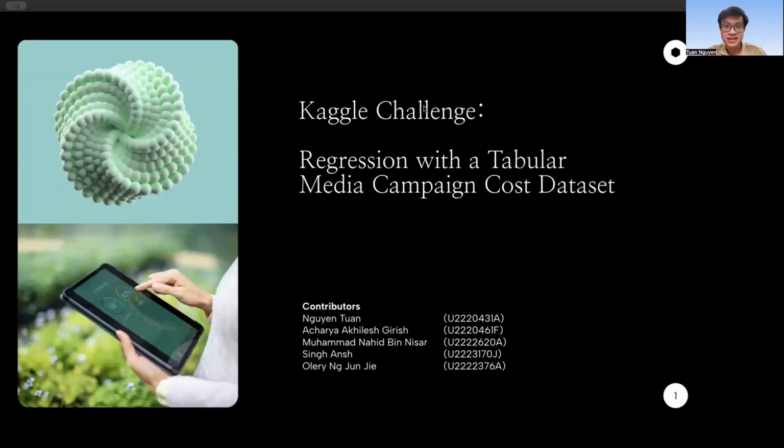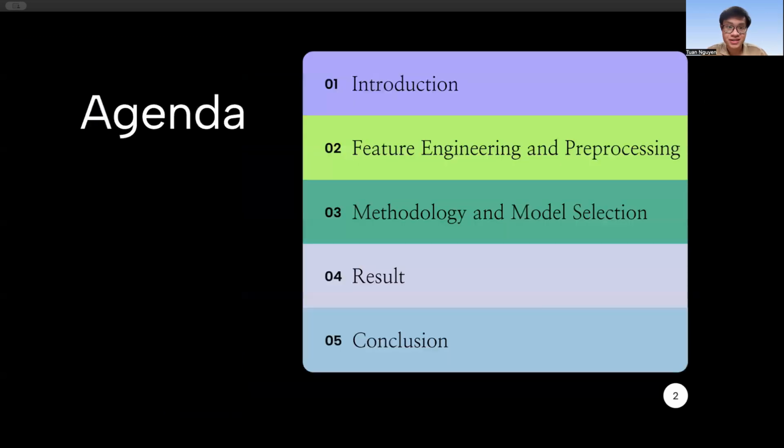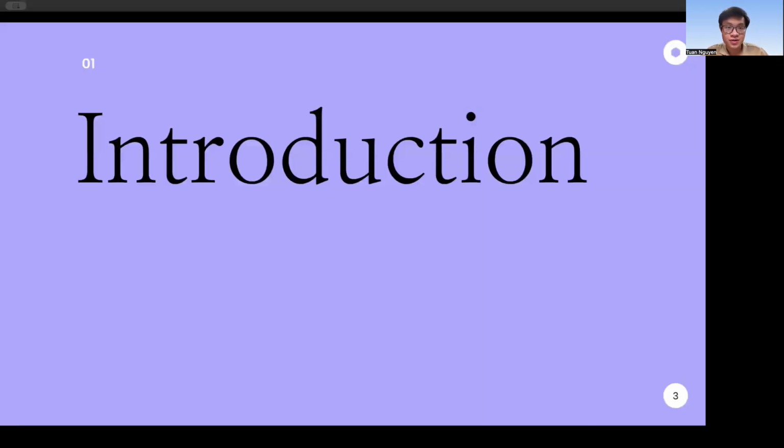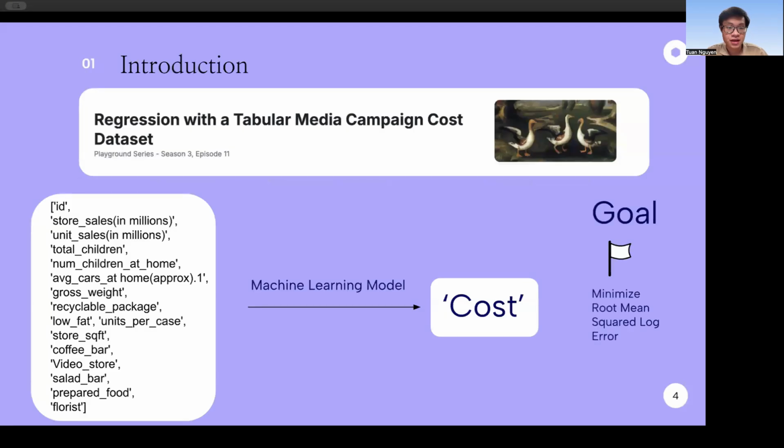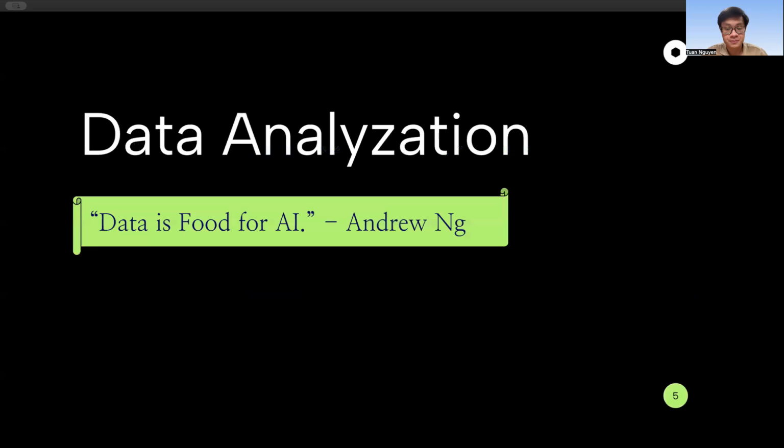Welcome to our presentation. Today we're going to talk about the Kaggle challenge and how we tried to approach it. Our presentation is divided into 5 parts. Let's first come to our introduction. The dataset has a lot of features, and we try to derive from them and use machine learning models to predict the cost, minimizing the root mean square log error.